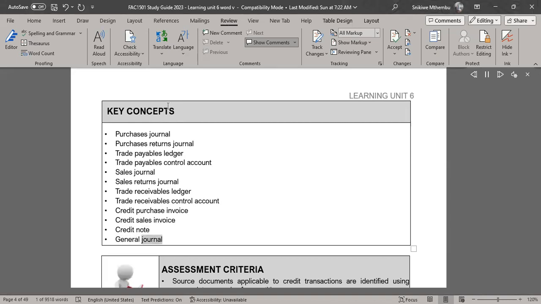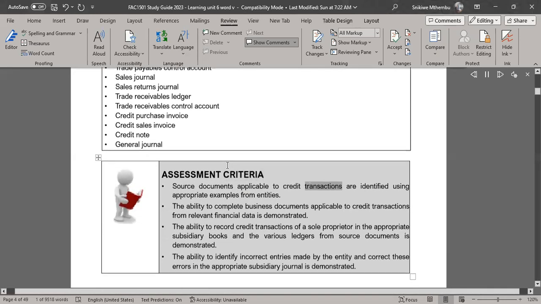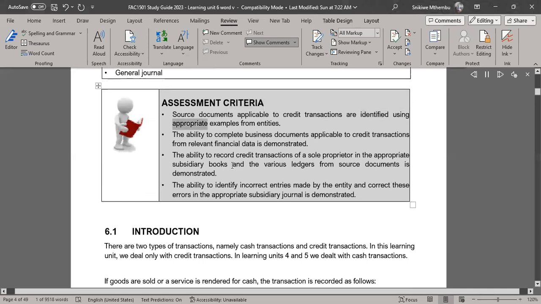General journal. Assessment criteria. Source documents applicable to credit transactions are identified using appropriate examples from entities.